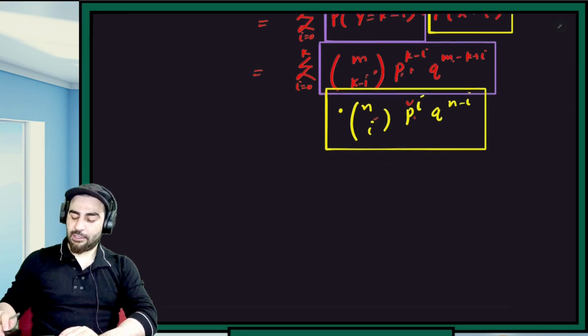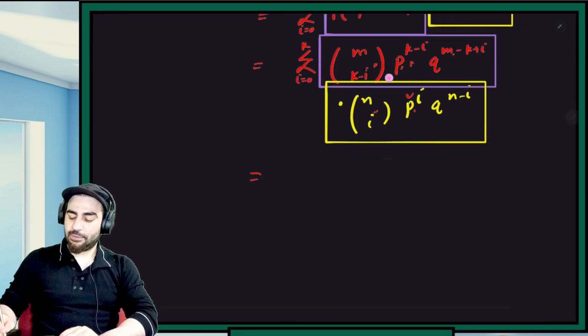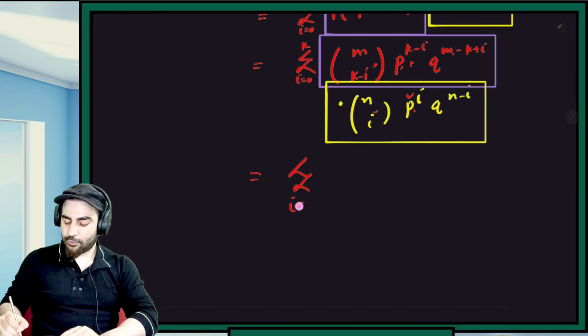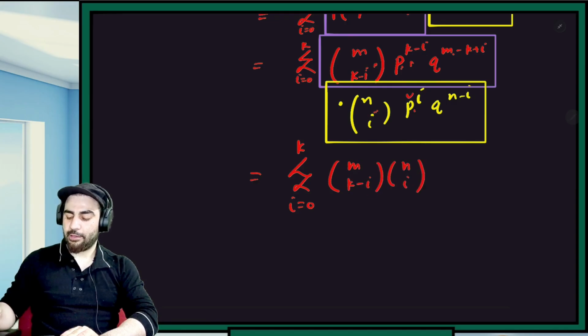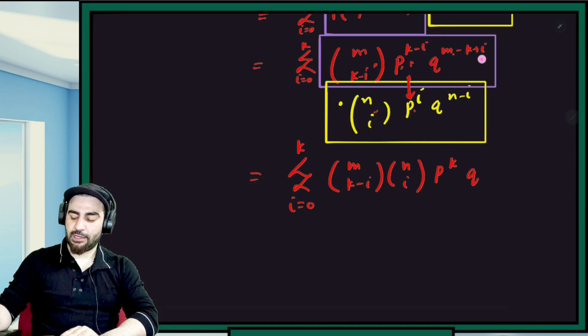Now we have reached the result. If you see this, I can club these terms together. Let's first do this summation of i goes from 0 to k, m choose k minus i, n choose i. If I put these two things together, this is p and p, so the bases are the same and the powers should be added. This is k minus i plus i, so this is p to the power k. And this is q, so this is m minus k plus i, plus n minus i, so i and i will get cancelled, and we'll be left with m plus n minus k.